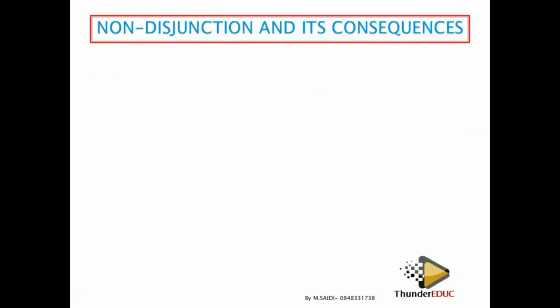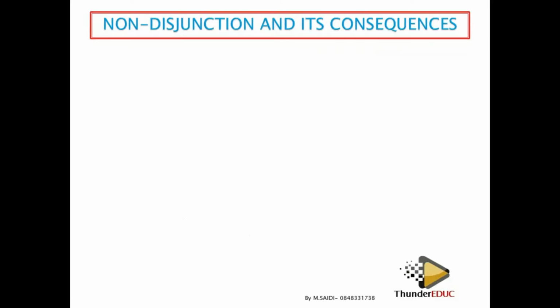From there, let's look at non-disjunction and its consequences. When you talk about non-disjunction, you need to know where it occurs, which phase. So it occurs in anaphase. It can be anaphase 1 or anaphase 2. And then what is the importance of this non-disjunction? Does non-disjunction have any importance, or does it have a negative effect on organisms? That is what you are supposed to cover.